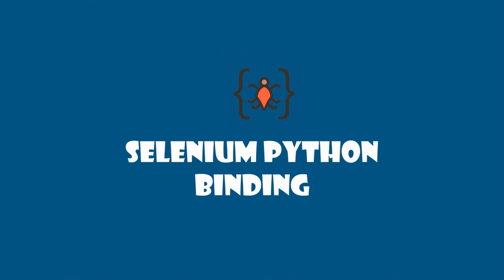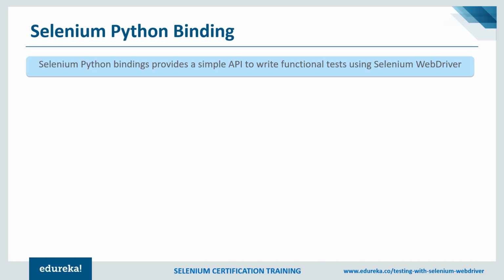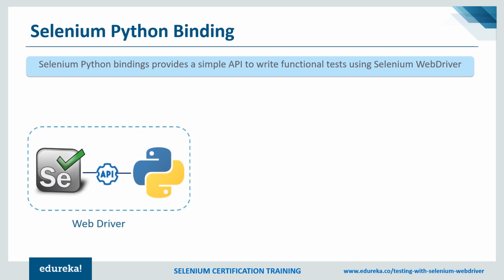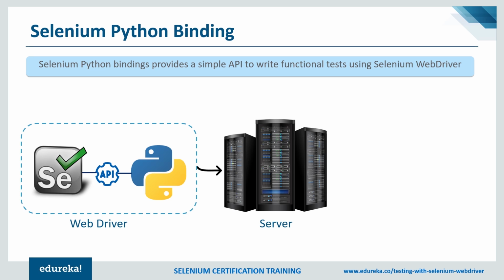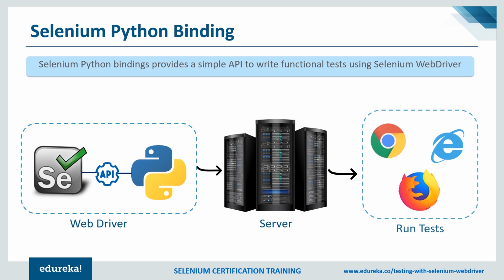So let's move further and understand the binding between both of them, that is Selenium and Python. Selenium Python bindings provide a simple API to write functional tests using Selenium Webdriver. Here, you can simply write your functional test cases using Selenium Webdriver. After that, you send a request to the Selenium server, and the Selenium server then runs the test cases on various browsers. It can be Google Chrome, Internet Explorer, or Mozilla Firefox. So this is how it works.